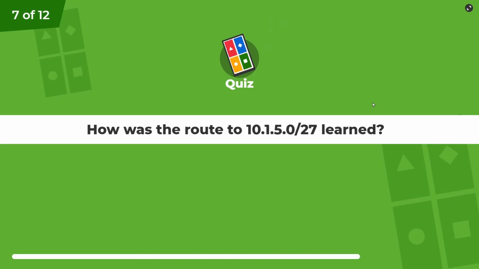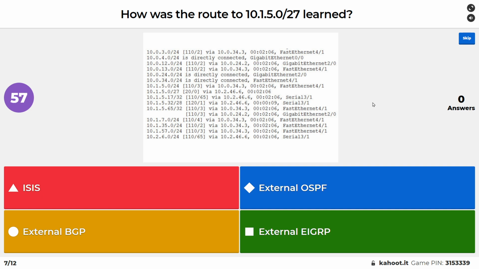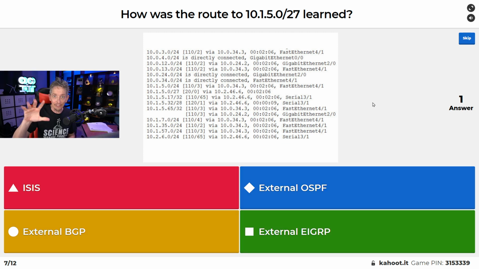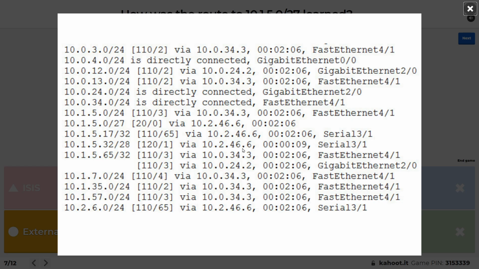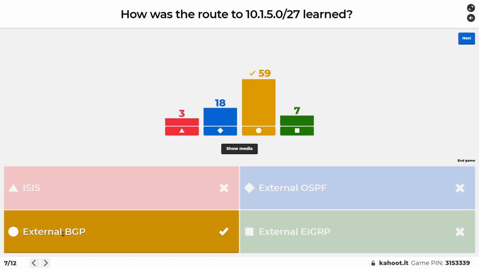Question 7 of 12. How was the route to 10.1.5.0, the 27-bit mask, learned? How was it injected and put into the routing table? Who caused that? First of all, let's find it, shall we? 10.1.5.0. That's the route it's talking about, so it's not asking us to determine which route. That's it. And there's the AD of 20, which belongs to external BGP. There's the metric of 0, and there's the next hop. So in answer to this question, it is external BGP with the administrative distance of 20.